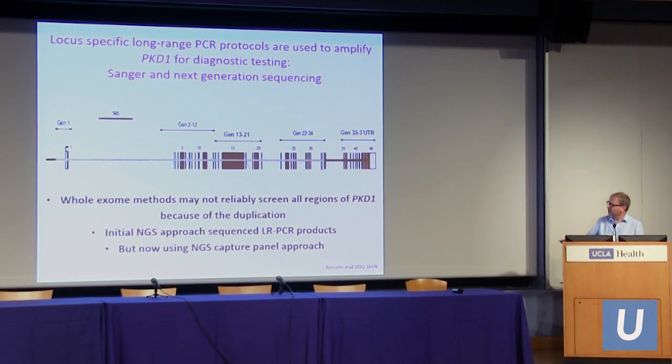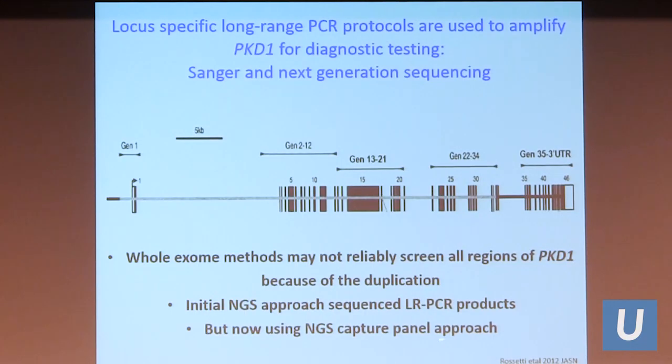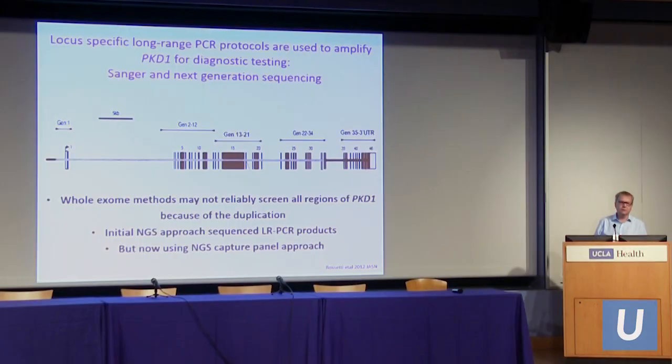Traditionally, we've used a long-range PCR approach with primers in areas with mismatch with these other pseudogenes, to be able to amplify and screen PKD1 for mutations without worry of problems with the pseudogenes. We've used this for Sanger sequencing and for next-generation sequencing. But now we're moving, like the rest of the world, towards more global next-generation sequencing approaches using a capture panel approach. And I'll show you some evidence that, perhaps a little bit surprisingly, this works quite well for PKD1 as well, despite these pseudogenes.